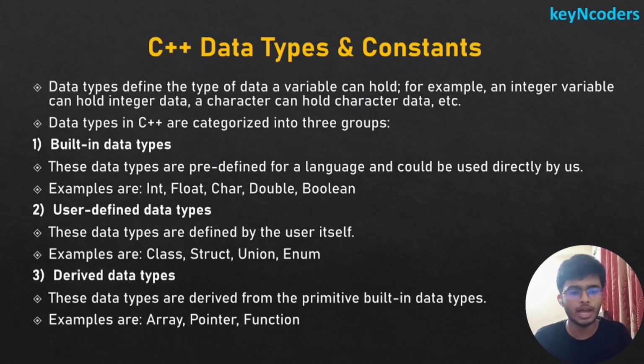So you might be remembering I taught this before, but just to revise, I'm going to do this once again. So what are the built-in data types? These data types are predefined for a language and can be used directly by us. The examples are integer, float, character, double, boolean. So let us go through them once again.